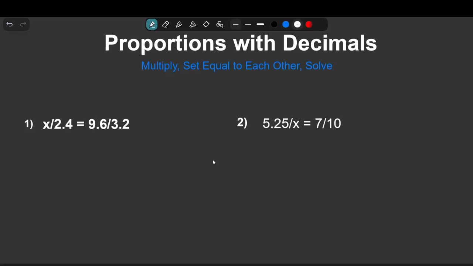Hello guys, welcome back to a new video, and in this video I'm going to be covering how to solve proportions with decimals. We will use cross multiplication to solve these.